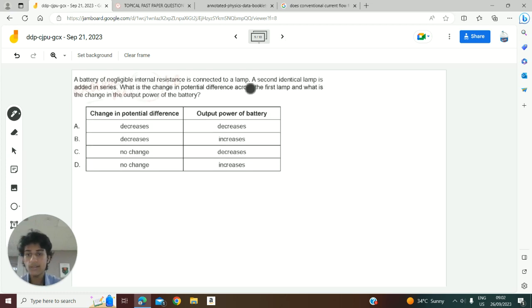Next question. A battery of negligible internal resistance is connected to a lamp. A second identical lamp is added in series. What is the change in potential difference across the first lamp, and what is the change in the output power of the battery? So let's draw the first case. In the first case, there is only one resistor, but in the second case, there are 2 resistors, technically, because a lamp would have resistance.